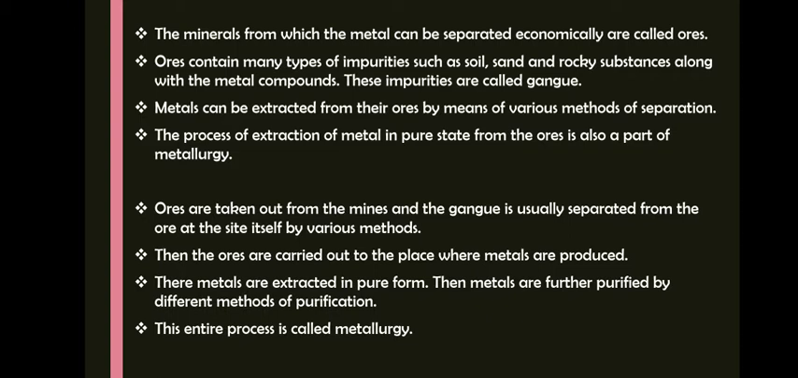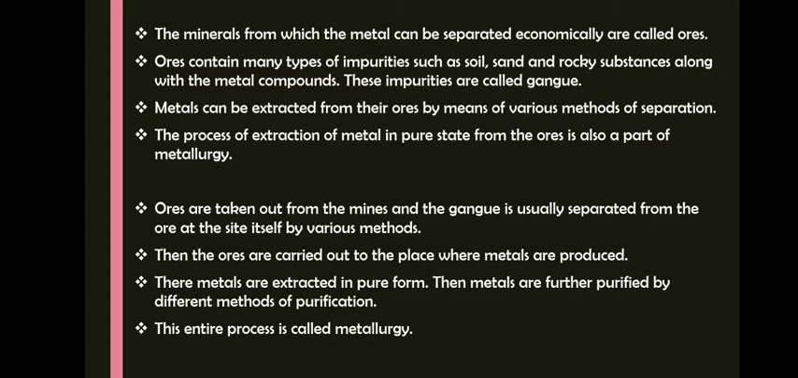These ores are taken out from the mines and the gangue is usually separated from the ore at the site itself by various methods. Means all the soil, sand and rocky substances will be separated at the site only. Correct? Using different methods. Then these ores are carried to the place where metals can be produced. Their metals are extracted in pure form. Then metals are further purified by different methods of purification. This entire process is called metallurgy.